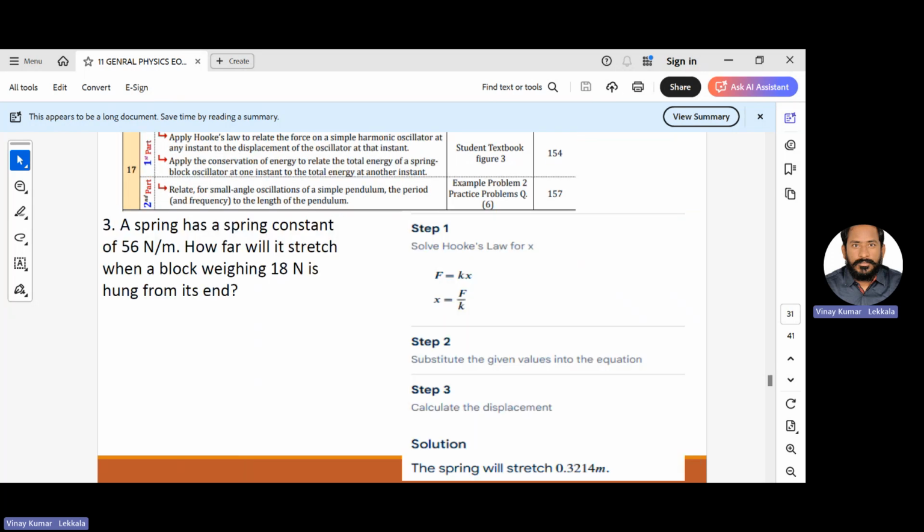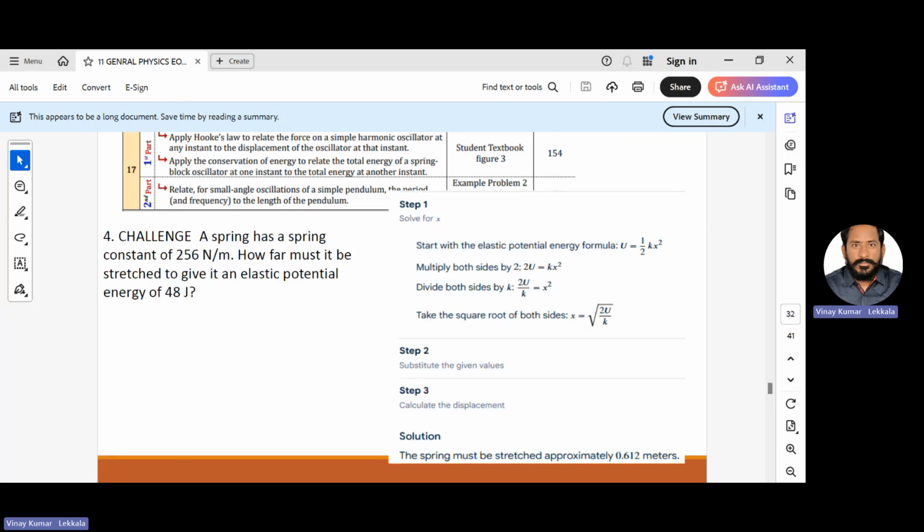Next comes, apply Hooke's law. Hooke's law relates to force, simple harmonic motion, and the instant displacement of an oscillator. This is also a numerical question. In the question, they gave the spring constant k, with units Newton per meter, 56 Newton per meter. How far will it stretch when a block weighing 18 Newton is hung from its end? Okay, so like that we need to calculate.